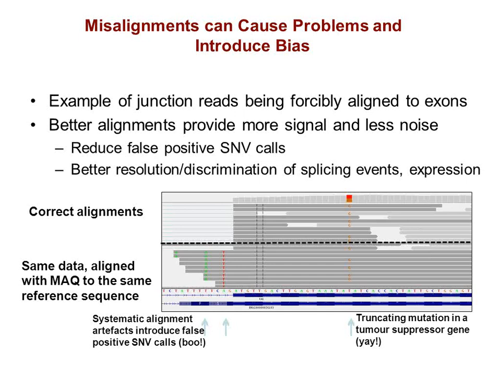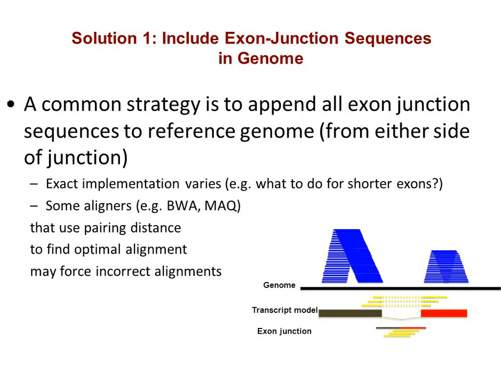This is an example where the alignment artifacts of the splice junction introduce false positive SNP calls. But if there's a good alignment within the exon, then you can find truncating mutations in tumor suppressor genes. So this is where it becomes important to have proper alignments.